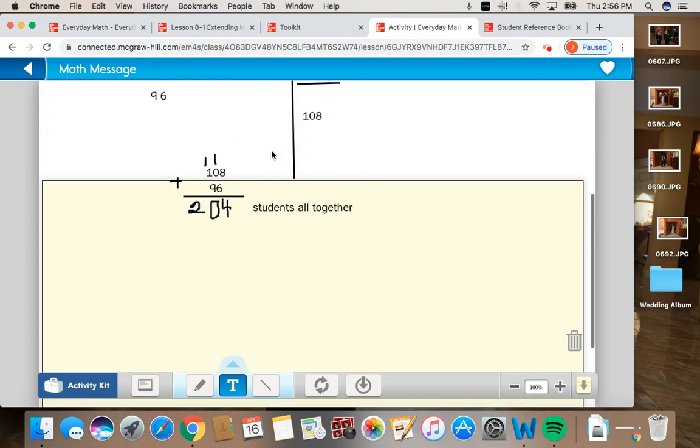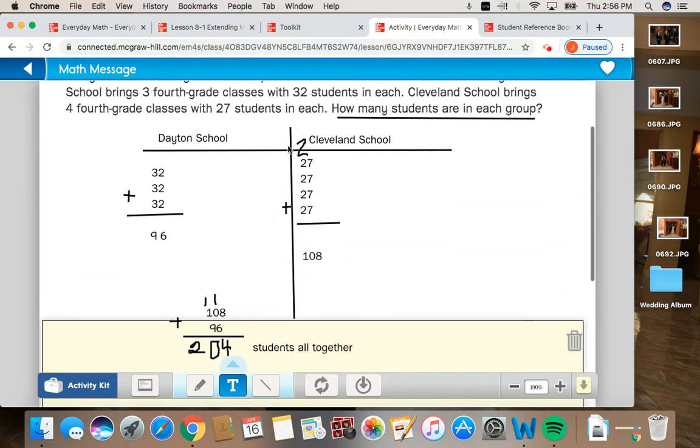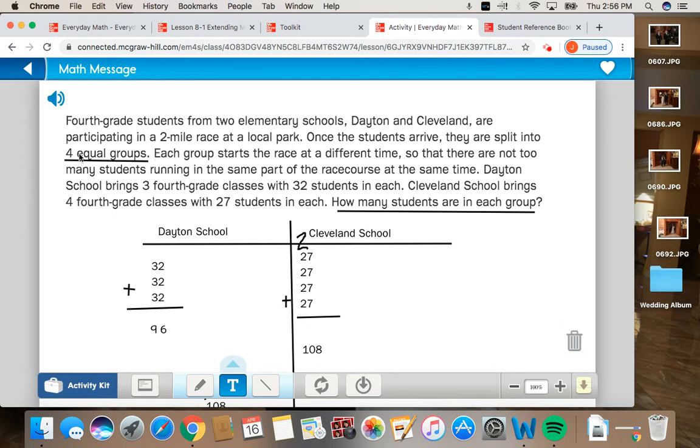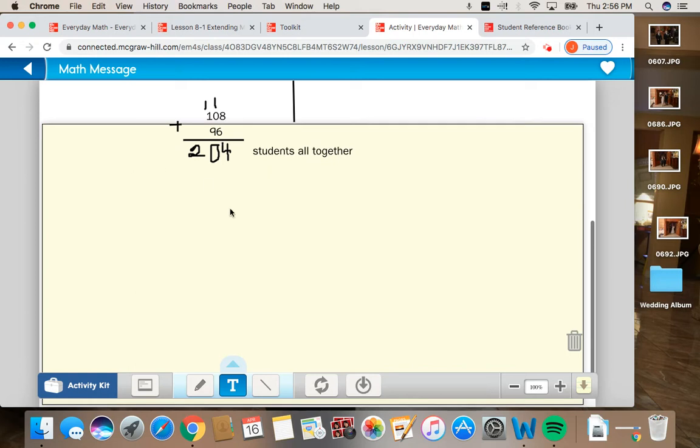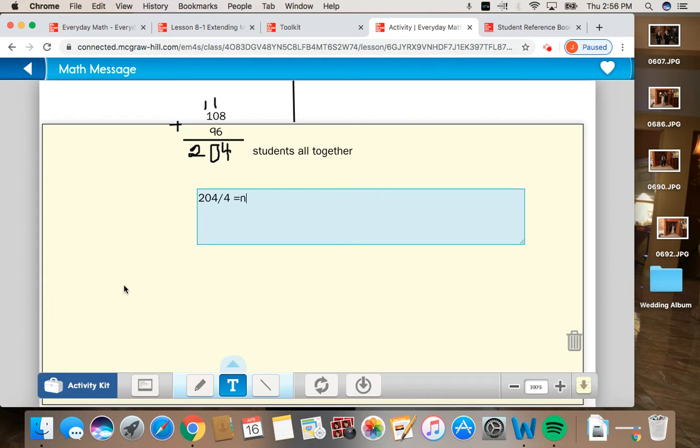So now that I know how many students I have all together, now I should be able to divide them into 4 equal groups. So that looks like 204 divided by 4 equals some number. So why don't you go ahead and try that? Pause the program, try it yourself, because I'm going to go ahead with the result.